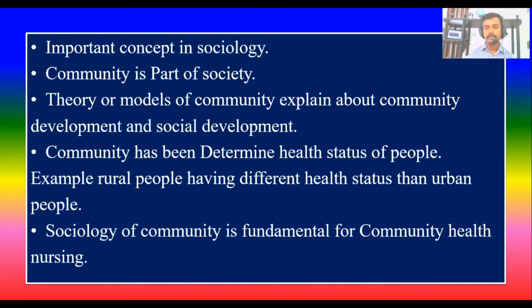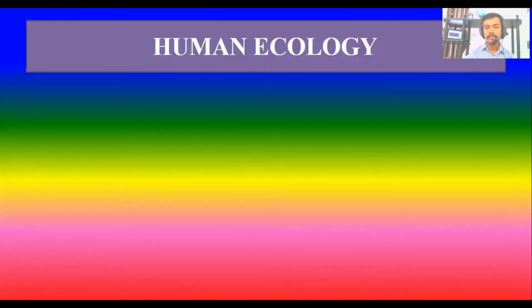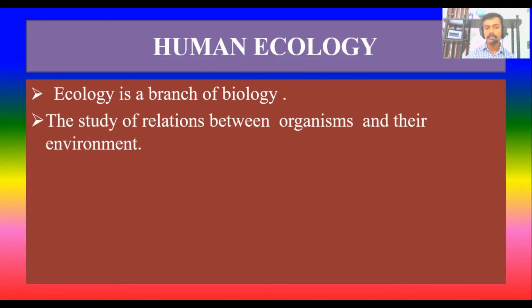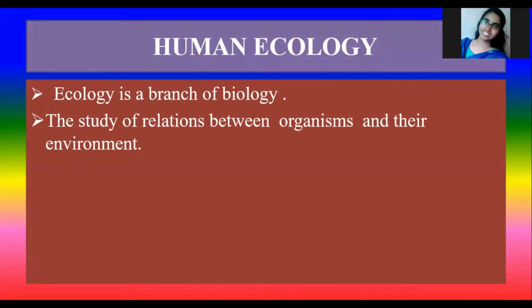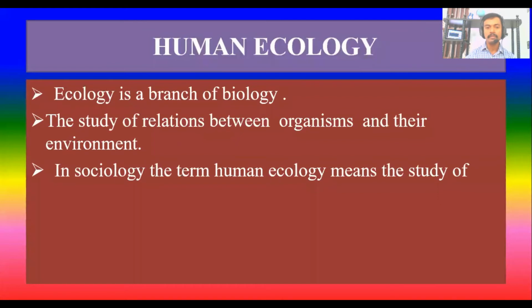So it's essential in nursing. Every nursing student, every nurse, needs to know this fundamental. Community-oriented care is essential. Here one of the concepts is human ecology. Ecology is a branch of biology, the study of the relation between organisms and their environment. For example, urban environment and rural environment.